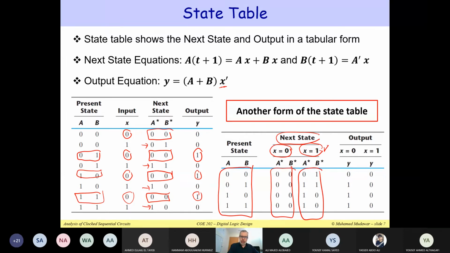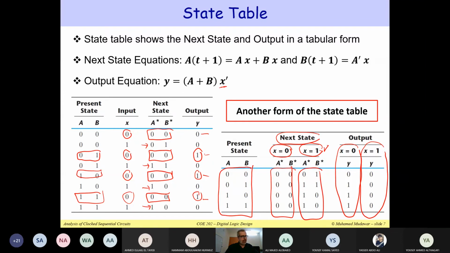The output Y, you can show the output Y when X equal to 0, and you can show the output Y when X is equal to 1. Again, you just actually copy the entries, this one, this one, this one, and this one. This is when X equal to 0, and you copy the other ones when X is equal to 1. Right. So these are 2 different ways to draw the state table.